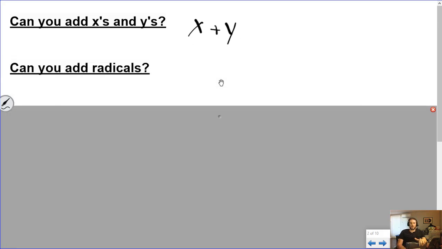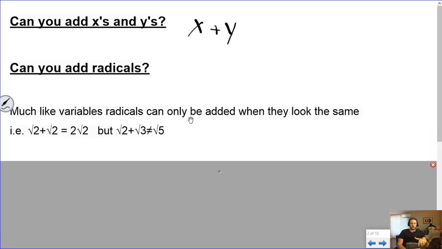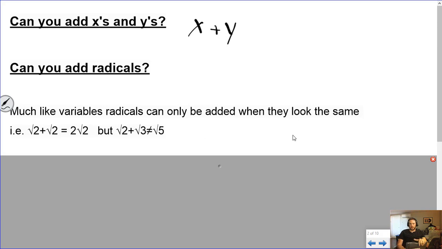The same thing is true for radicals. Much like variables, radicals can only be added when they look the same. So if instead of x plus y, I had x plus x, that can be simplified because we have 2x. The same thing is true for radicals. If I have root 2 plus root 2, that's just 2 root 2 because we have two of them.